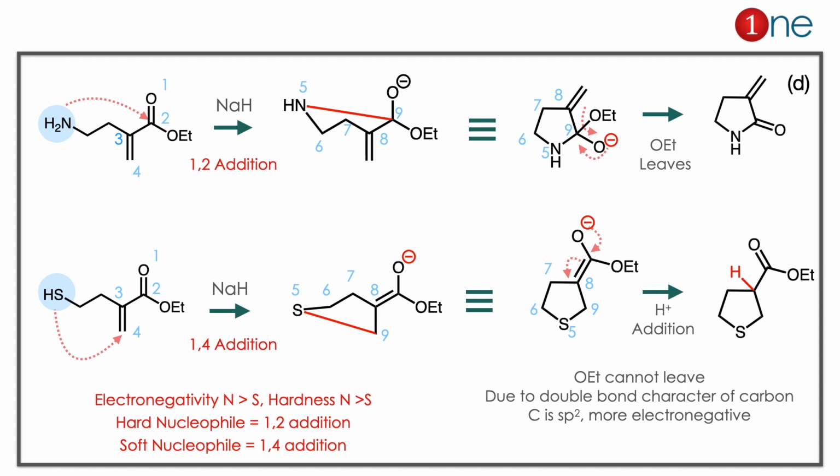We have the starting material. The starting material only differs in the amine and thiol. If you look at amine and thiol, amine is the hard nucleophile because of its electronegativity. Sulfur is the soft nucleophile. Hard nucleophiles undergo 1,2 addition. Soft nucleophiles undergo 1,4 addition. Amine goes to the pathway of 1,2 addition. Thiol goes to the pathway of 1,4 addition.